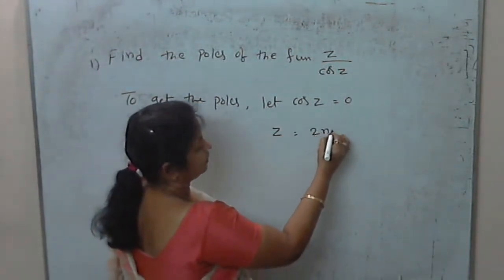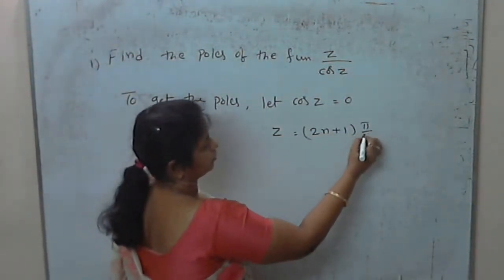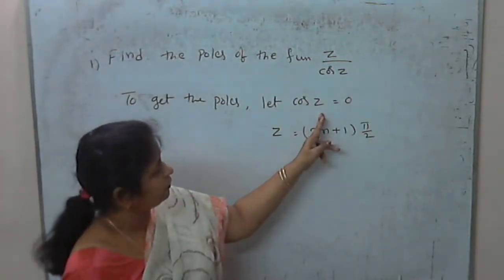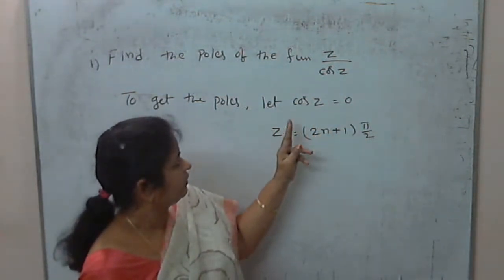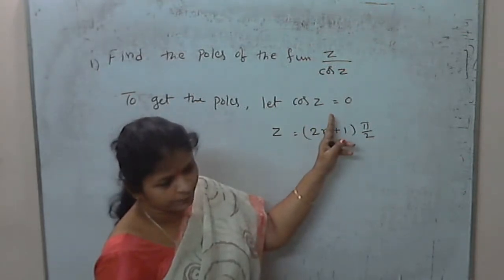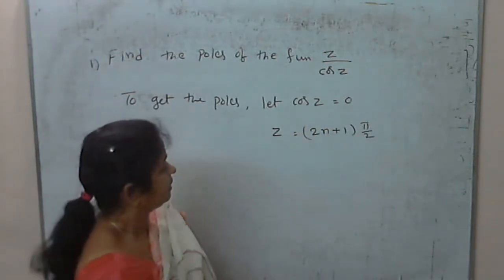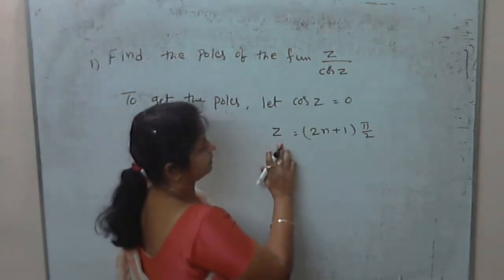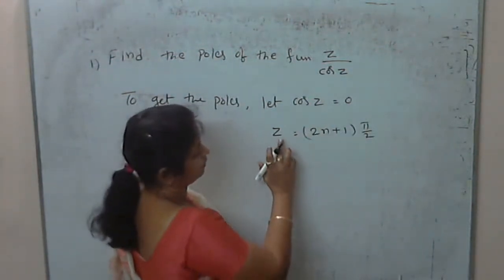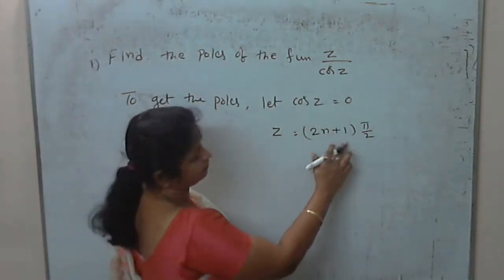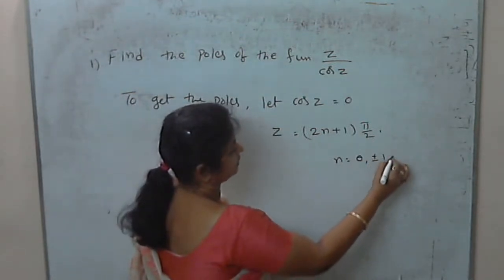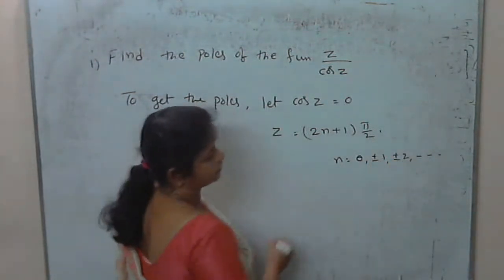Solution equal to 2n plus 1 into pi by 2. So if z equal to pi by 2, then cos 90 degrees equal to 0. If z equal to 3 pi by 2, then cos is 0. If z equal to 5 pi by 2, then it is 0. So like this, if z equal to 2n plus 1 into pi by 2, then cos z equal to 0. So the solution is z equal to 2n plus 1 into pi by 2 for n equal to 0, plus or minus 1, plus or minus 2, and so on.